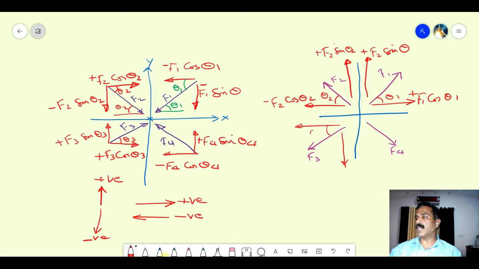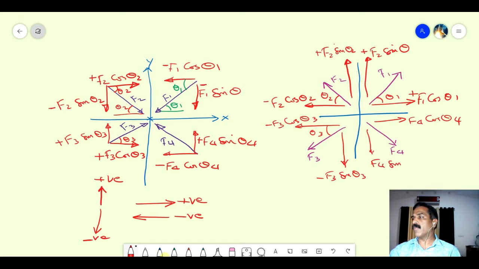If theta 3 is the angle with the horizontal, then this is minus F3 cos theta 3 and minus F3 sin theta 3, and this will be F4 cos theta 4 and F4 sin theta 4. Here the sign will be negative, here it will be positive.